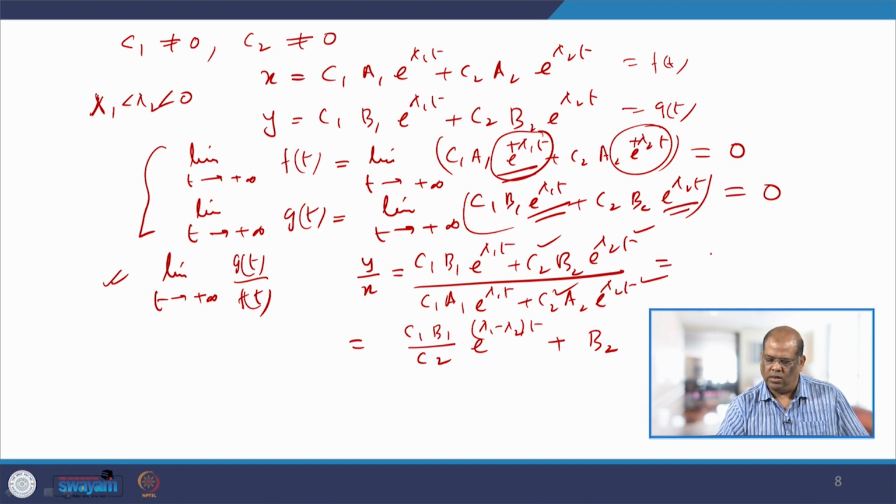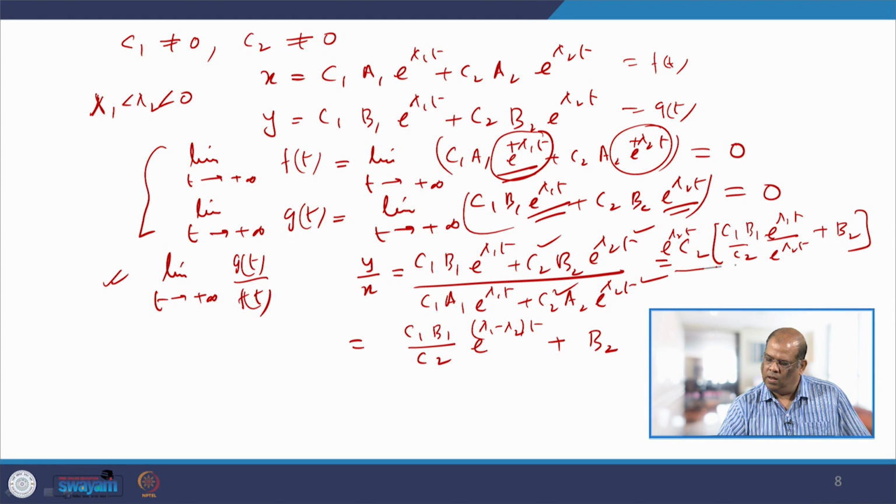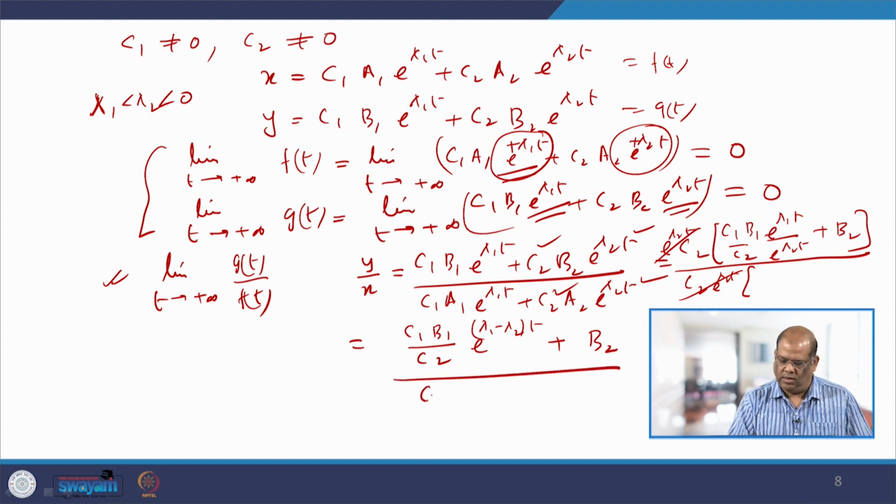So, if I elaborate this, I will be getting C1 B1 by C2 e to the power lambda 1 t by e to the power lambda 2 t, here also e to the power lambda 2 t, plus B2. Similarly, I take here also C2 e to the power lambda 2 t common, and similarly you get an expression, this and this cancels and you are left with this. So, this is exactly what I am writing here. This divided by C1 A1 by C2 e to the power lambda 1 minus lambda 2 into t plus A2.